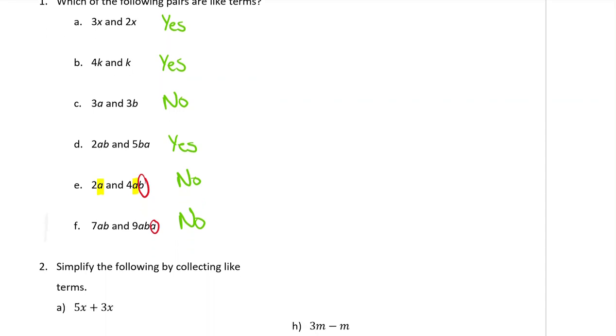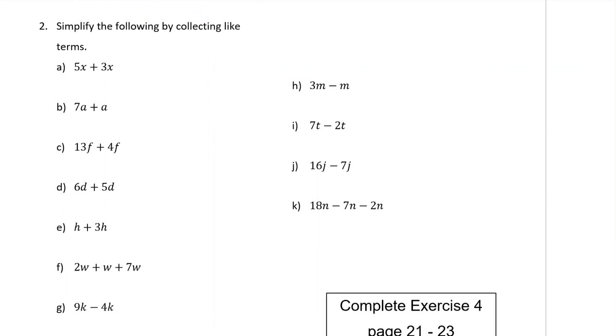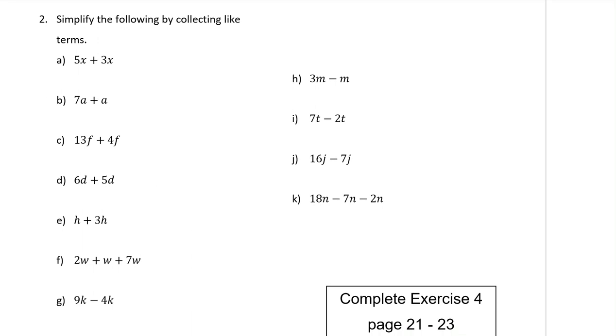Okay, so in question 2, we're going to simplify by collecting the like terms. And in all of these ones, we're starting with some of the easier types, and we will be getting onto some harder ones in future lessons. But in all of these ones, you'll see that they are all like terms. So the first one is 5x and 3x. They are both x terms. So to add them together, we add the 5 plus 3, which makes 8x.